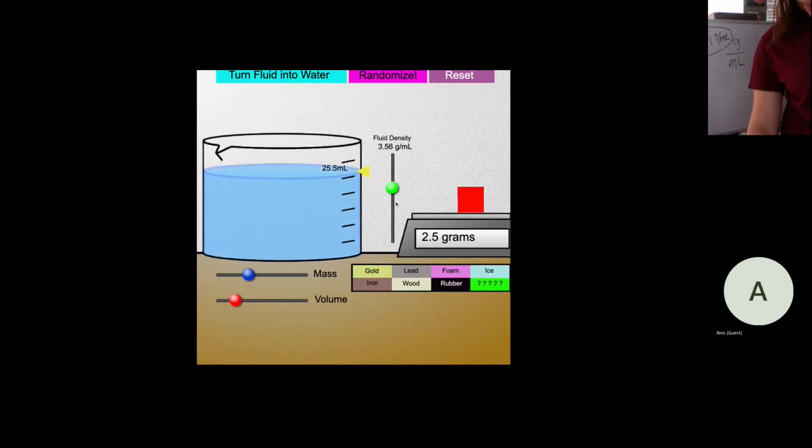So let's do this. Okay, so now I'm changing my fluid density. See how it's getting darker? Now my fluid has a density of 9.6. I haven't changed my little red cube. So is my little red cube going to sink or float? Float. Yep, right on top.